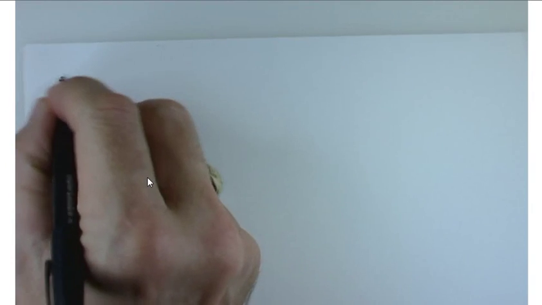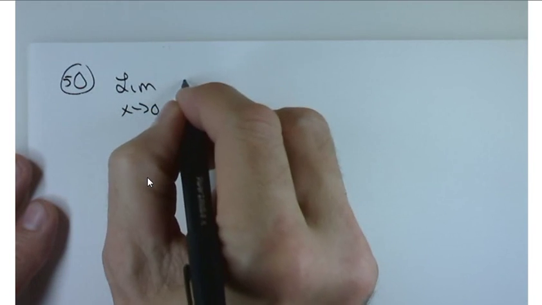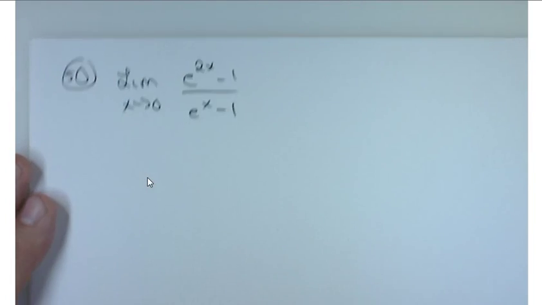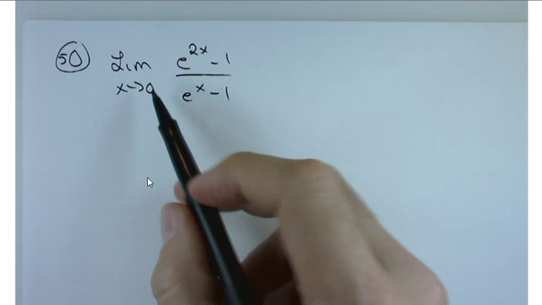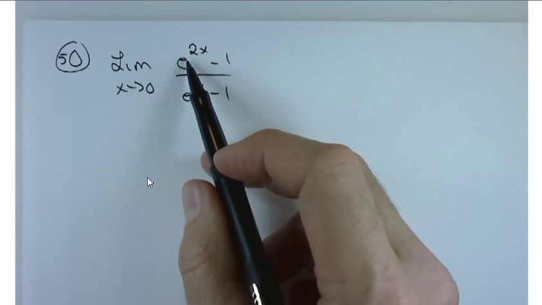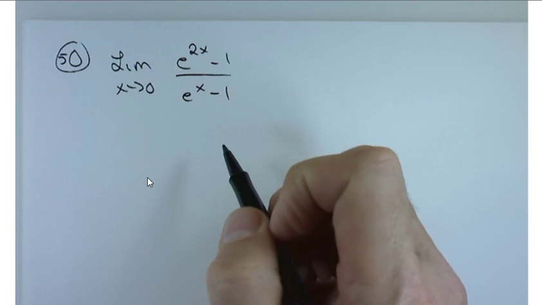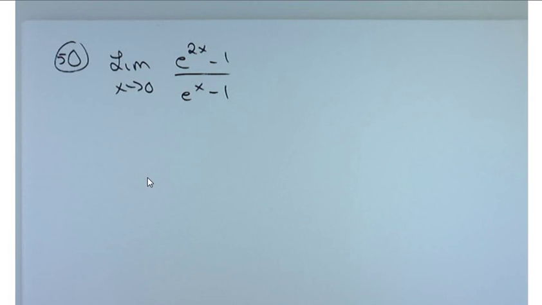So number 50 is the limit as x approaches 0 of e to the 2x minus 1 over e to the x minus 1. Boy, that doesn't look like you're going to be able to factor that at all. But before we even get to that stage, you should check to make sure that you can't just get away with substituting it in. But when you try and substitute it in, you get e to the 0, which is 1. 1 minus 1 is 0. And that happens in both the numerator and denominator. So, bummer. How on earth are you going to factor something like that?